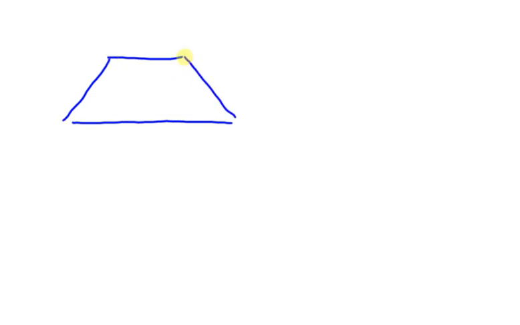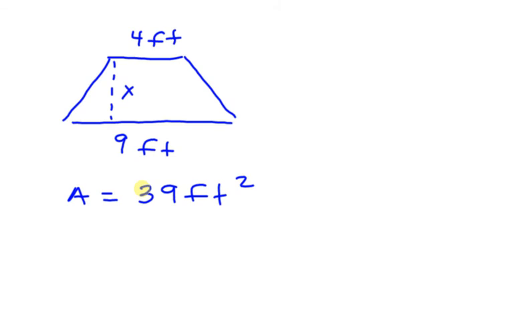And I'm going to tell you that the top base is 4 feet. And I'm going to tell you that the bottom base is 9 feet. And I'm going to tell you that the height is x. And I'm going to tell you that the area of this trapezoid is 39 feet squared. Okay, so this should look a lot like what we did with parallelograms, where we are finding the missing dimension.